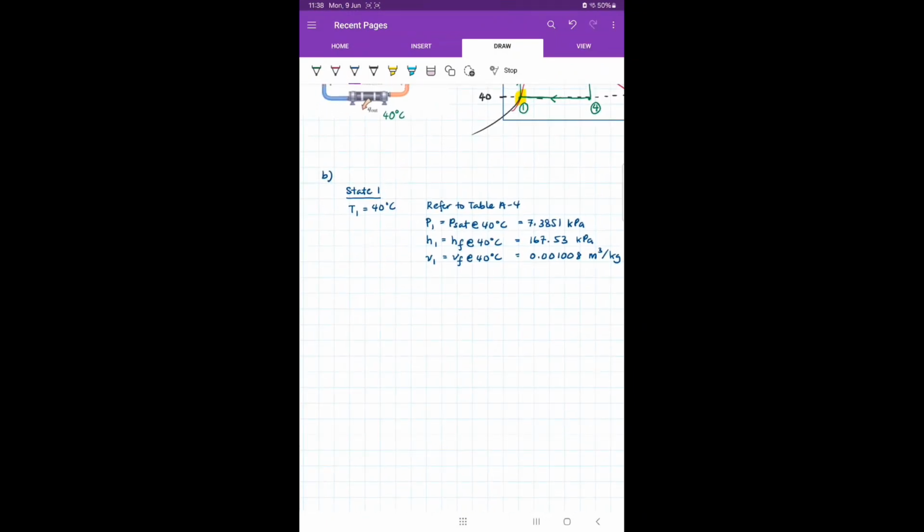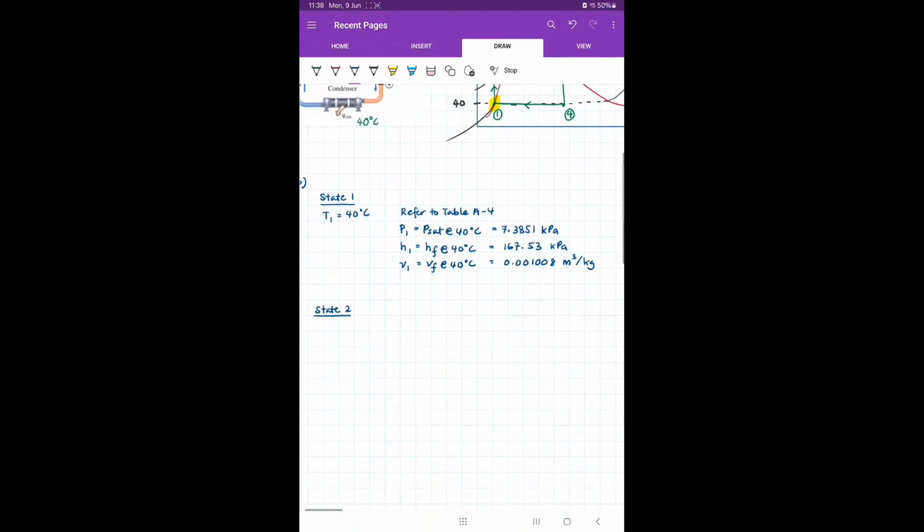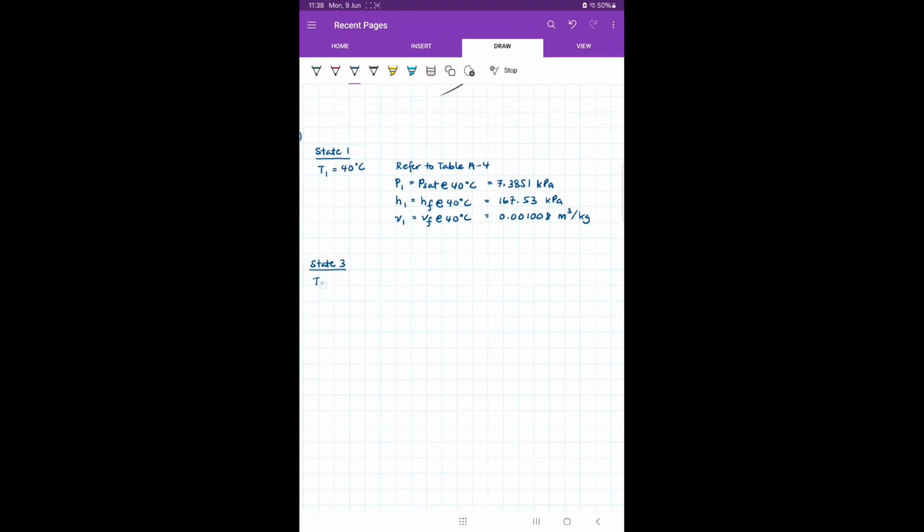Now we can move on to state 2, state 3, and state 4. For state 2, what we know is that the pressure at state 2 equals the pressure at state 3. So let's look at state 3 first, and then we can come back to state 2. For state 3, I know that my temperature is 250 degrees Celsius, so my pressure equals the saturation pressure at 250 degrees Celsius.